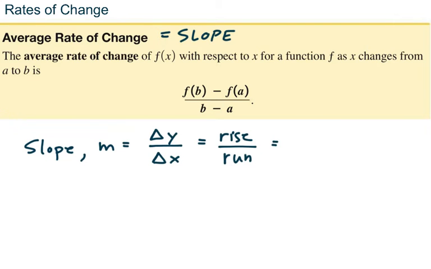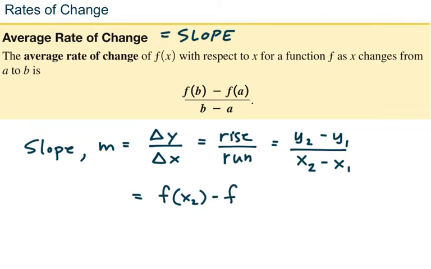Now, mathematically, we might write that, if we were given 2 points, we would say y2 minus y1 over x2 minus x1. If we wanted to use function notation for our y values, we might write this as f of x sub 2 minus f of x sub 1 divided by x sub 2 minus x sub 1. So it's still change in y over change in x. So if you notice, the definition in our book writes it f of b minus f of a. Then we've got b minus a.